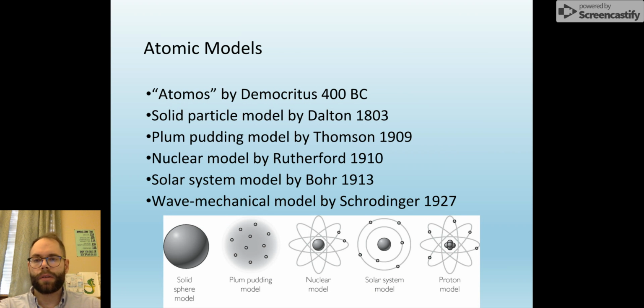So here are our models, starting with Democritus in 400 BC, Dalton in 1803, and then in the 20th century, the plum pudding model, the nuclear model, the solar system model, which we'll discuss at another time, and Schrodinger's model. You can kind of see them on the bottom as well.